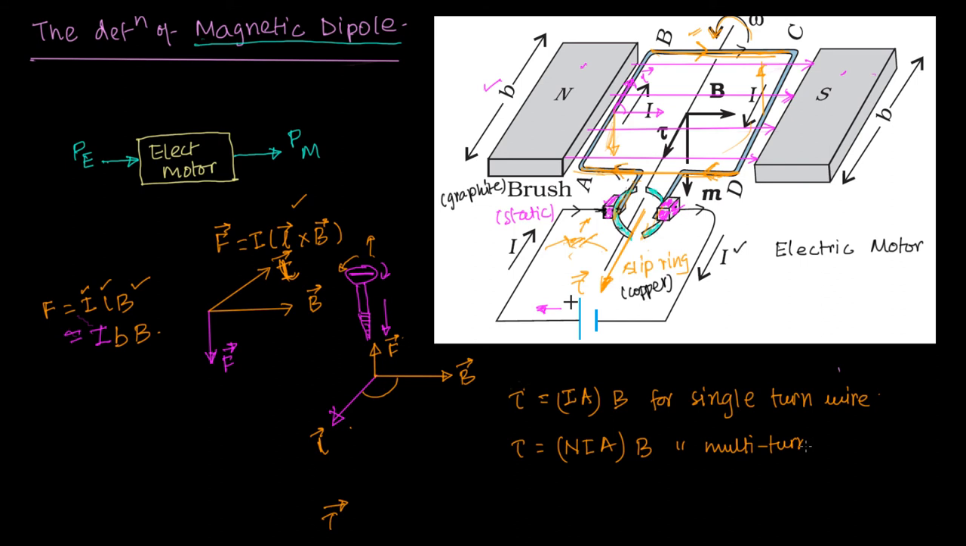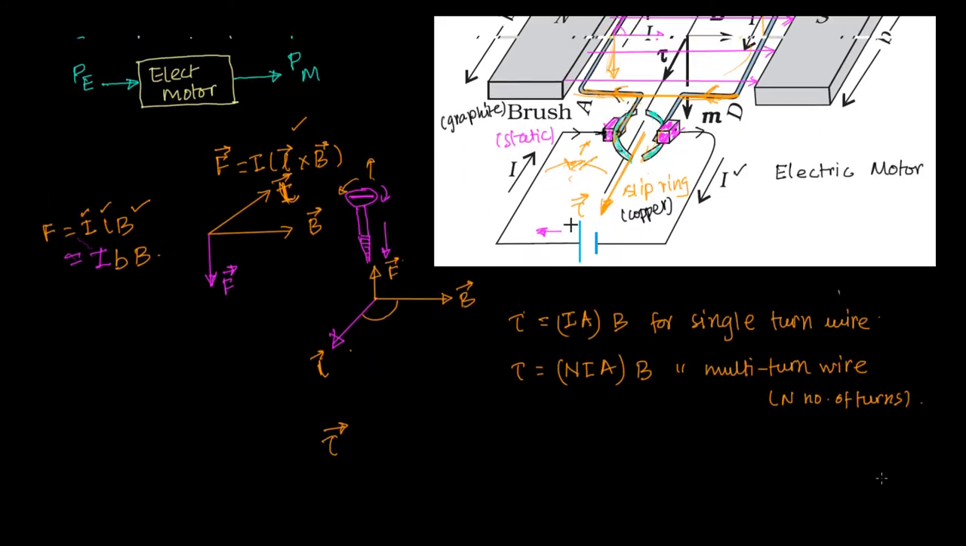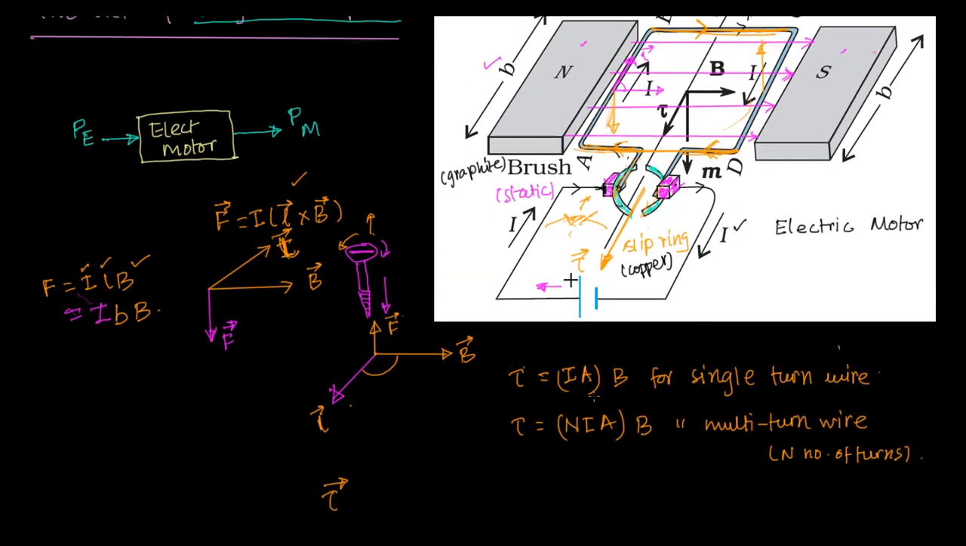Multi-turn wire, N number of turns, capital N number of turns. Yes, right? Correct? Okay. Now I have to assign a vector notation to it.